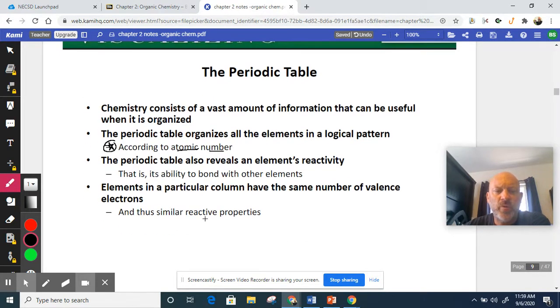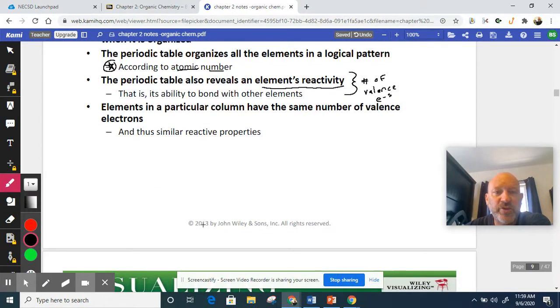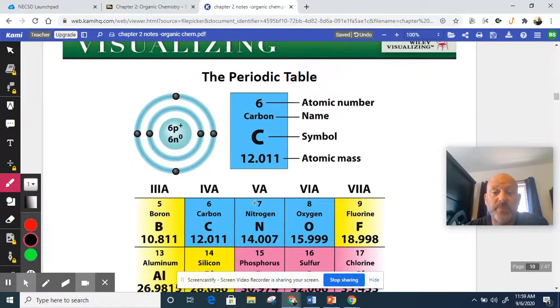But then when we look at it more closely, there's also an organization in the periodic table that reveals how reactive the elements are. And what are they talking about here? That means that they are organized based on numbers of valence electrons. So the elements in a particular column, remember the columns go up and down, all the elements in a column have the same number of valence electrons. They have the same number of electrons in their outer shell, right?